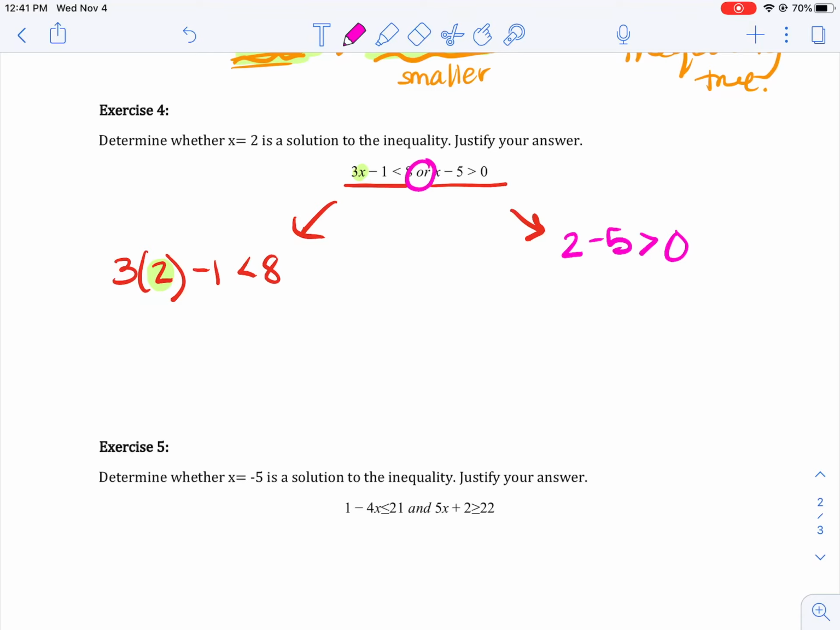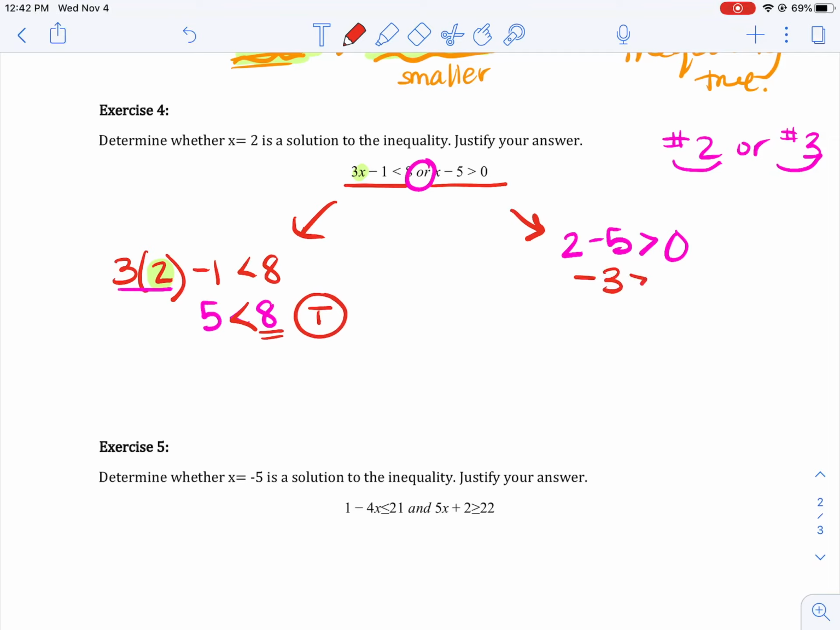Now it has this word or in the middle, and I know you guys know what that means. Like if I said you have to do number 2 or number 3, it means you get to choose, right? So if one of these is true, it means the whole thing is true. So let's see. 3 times 2 is 6 minus 1. 5 is less than 8. So again, take a second. Our 8 is the bigger number. The open part is facing it, so that's true.